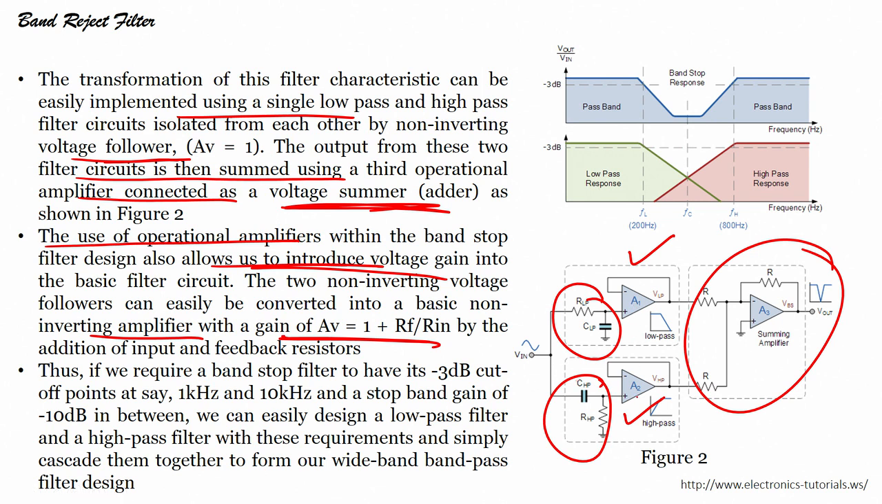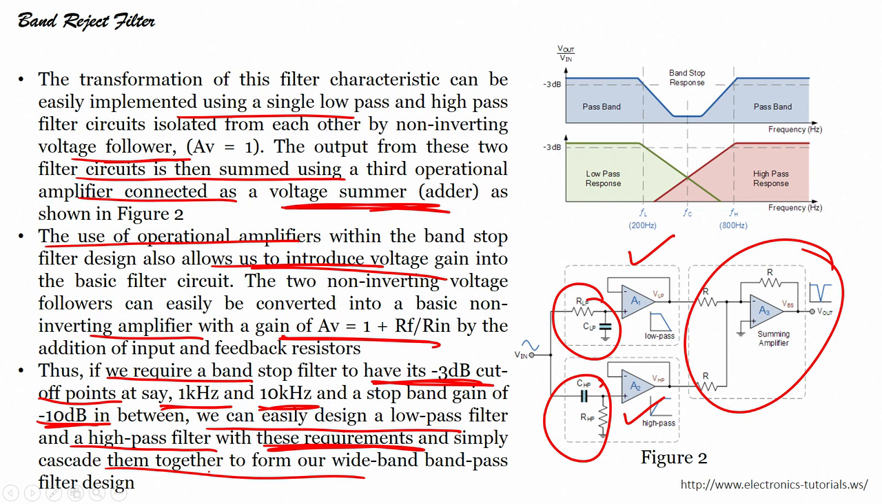Instead of a voltage follower, if I use a non-inverting amplifier or an inverting amplifier, then I can easily tune my gain. Thus, we require a band stop filter to have its minus 3 dB cutoff frequencies, say 1 kilohertz and 10 kilohertz, with a stop band gain of minus 10 dB in between. We can easily design a low pass filter and a high pass filter with these frequency requirements and simply cascade them together to form a wide band pass filter design. In the same way, if I cascade them in a parallel form, I can form the band reject filter design.